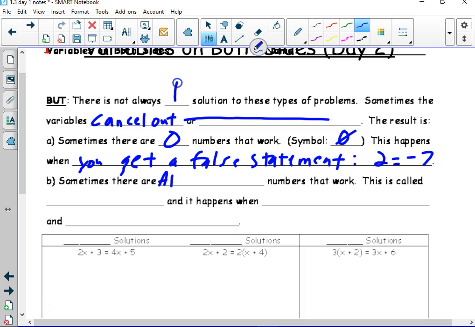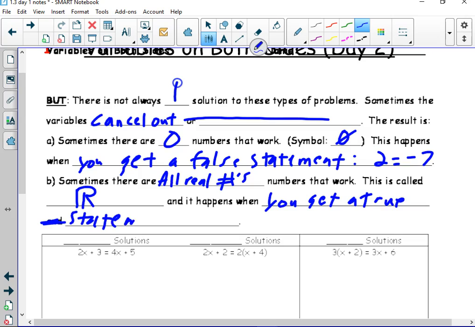Sometimes there are what's called all real numbers that work. And that looks like a big capital R with 2 lines. Yeah. And this happens when you get a true statement. Like 2 equals 2.